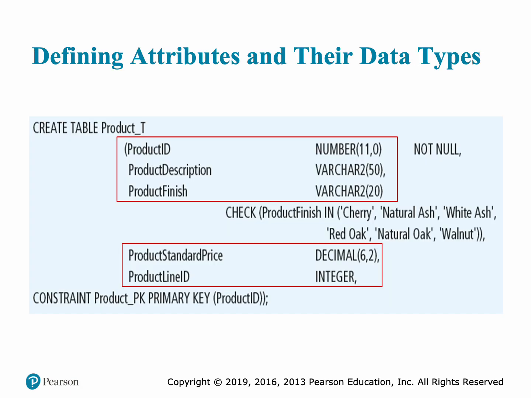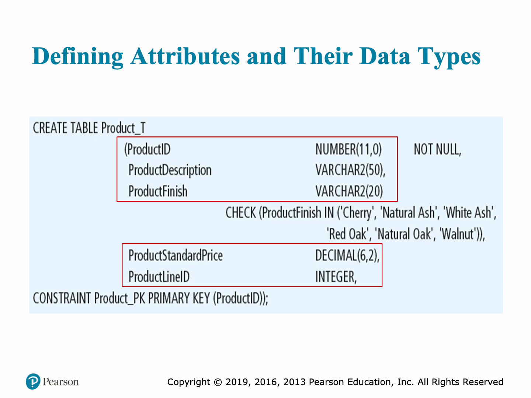Defining attributes and their data types. Creating product T has product ID, product description, and product finish. None of them would be not null, because if product ID is null, then it means there is no product that we are looking into. And then check product finish in cherry, natural ash, white ash, red oak, natural oak, and walnut. That is product finish in. So that's a check that we have put in that table.